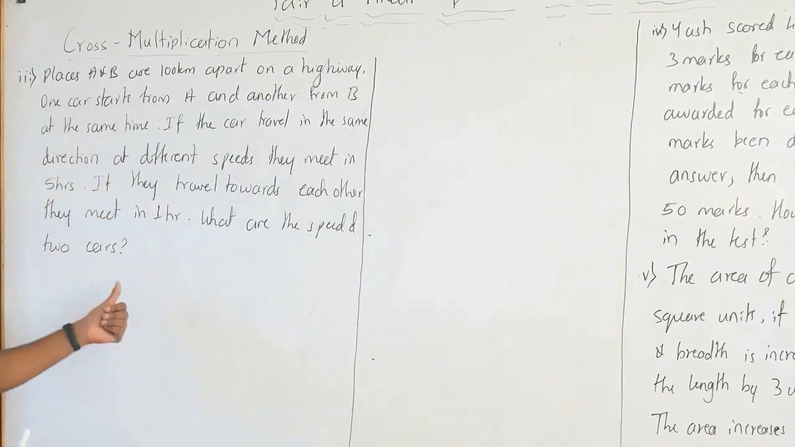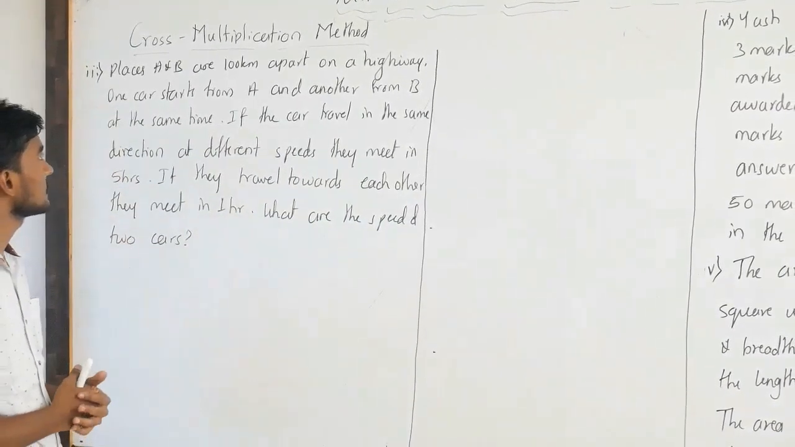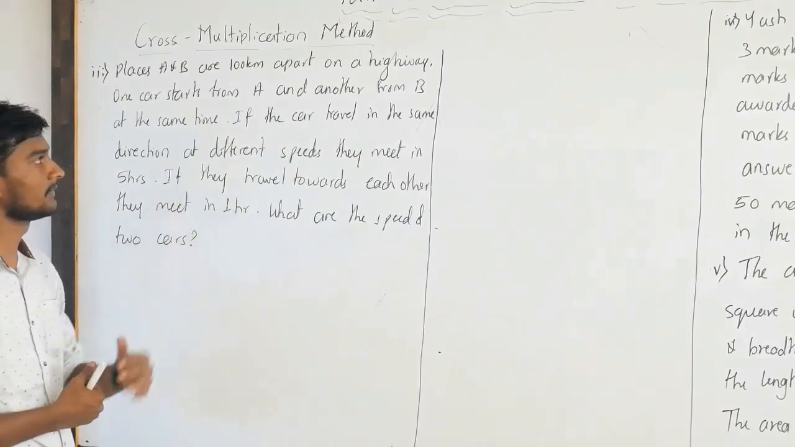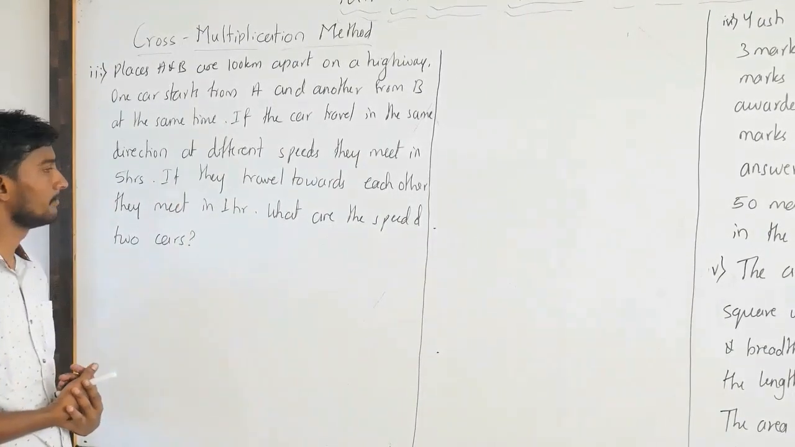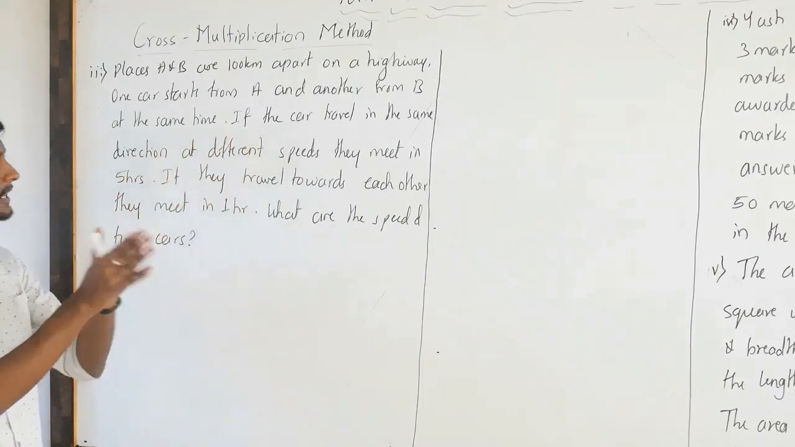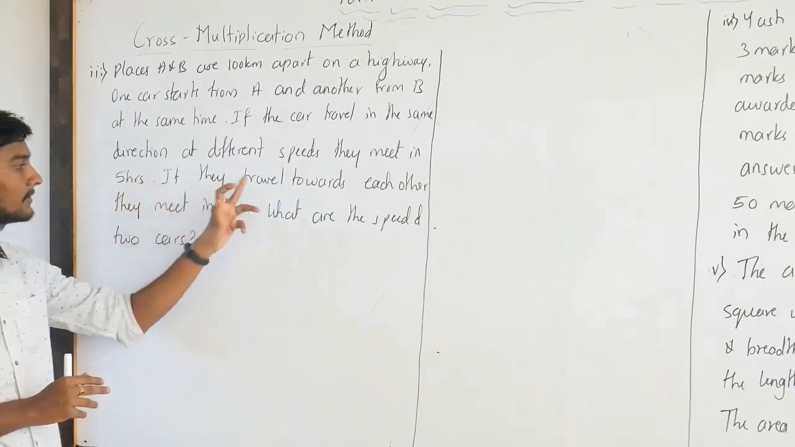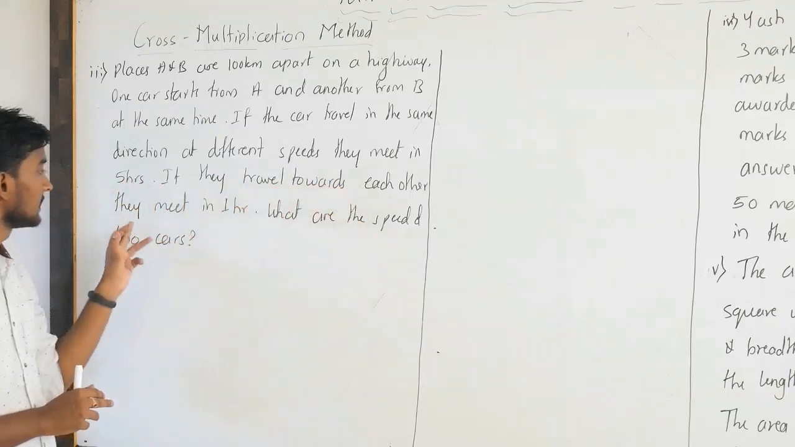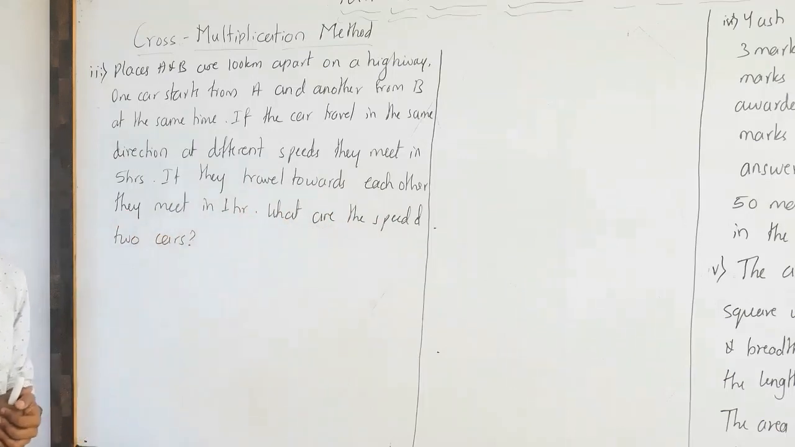Okay students, next we go for the next problem. Places A and B are 100 km apart on a highway. One car starts from A and another from B at the same time. If the cars travel in the same direction at different speeds, they meet in 5 hours. If they travel towards each other, they meet in 1 hour. What are the speeds of the two cars?